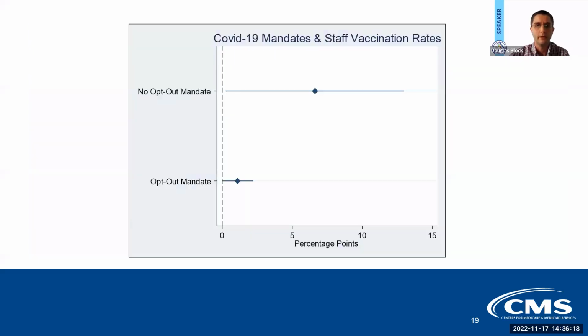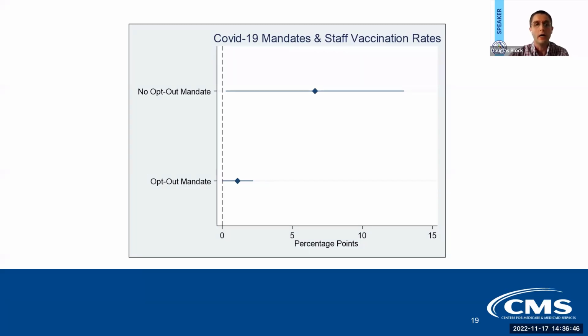Next slide, please. Okay, so what do we find? I'm not going to show you a bunch of statistical tables because I don't think that's very helpful, and it's also not easy to understand. So what I have here instead is graphs which provide that same information in another way. What you have is two diamonds, one diamond for each type of mandate: the no opt-out mandates on top, and the bottom is the opt-out mandate.